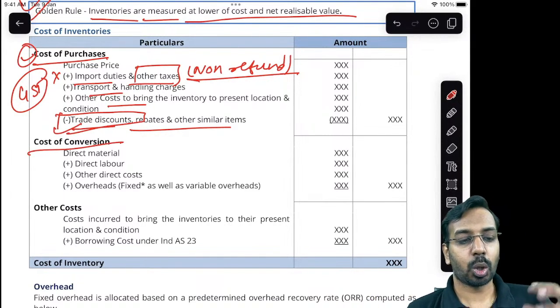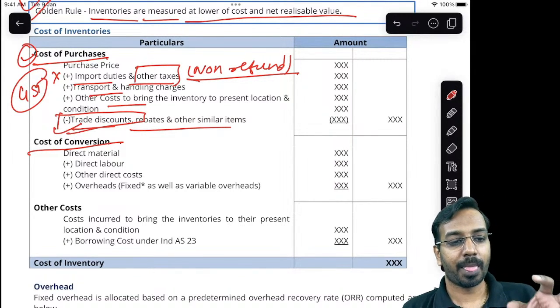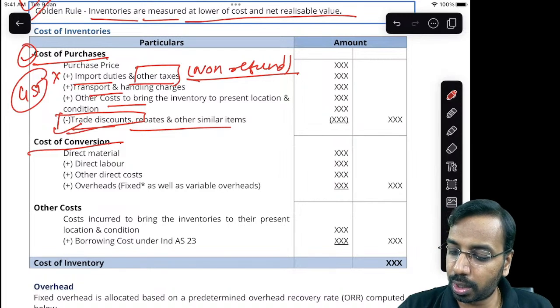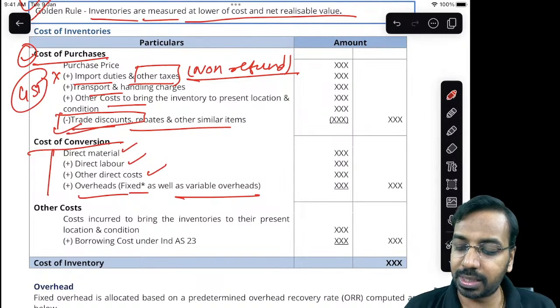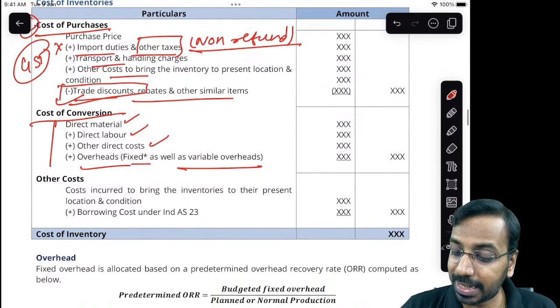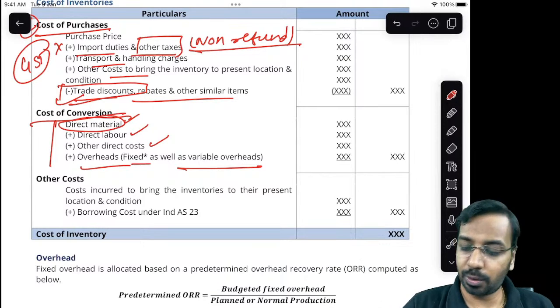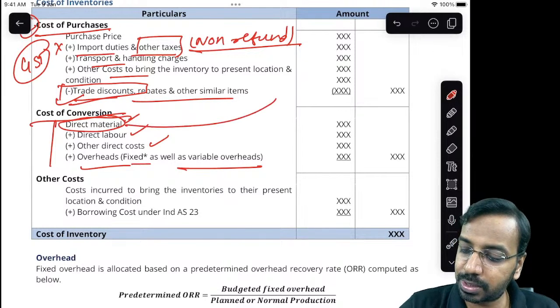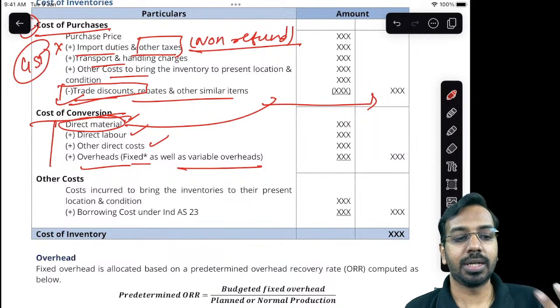Cost of conversion. Cost of conversion means this is more in case of work in process and finished goods. So cost of conversion is your labor, other direct cost, any direct material you take, any overhead, fixed as well as variable. All of this is included in the cost of conversion. Okay. Direct material means any material which is added as a part of the process. Otherwise, this material comes in the cost of purchase, so you will not do double counting of the same thing.